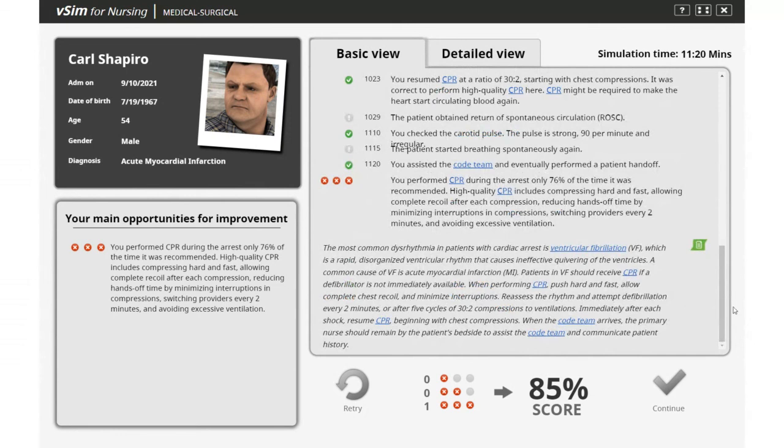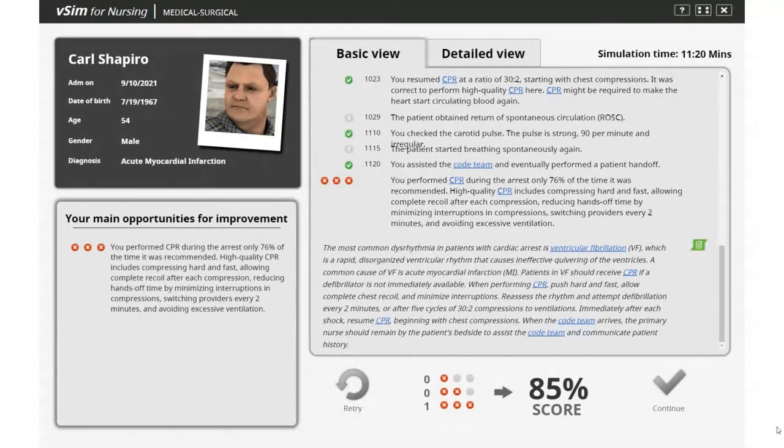All right, and Simin, you have a good question there. Does it give you the right things to do? Well, it gives you feedback on what you should have done, and then you need to go back and say, where would those fixes have happened? So we see here you performed CPR during the arrest only 76% of the time.